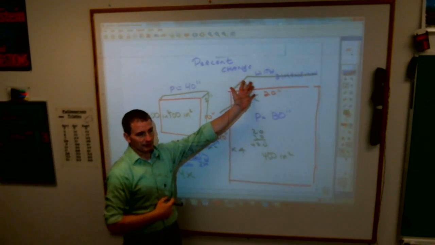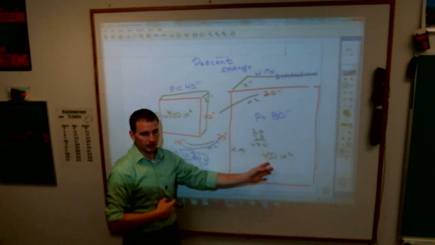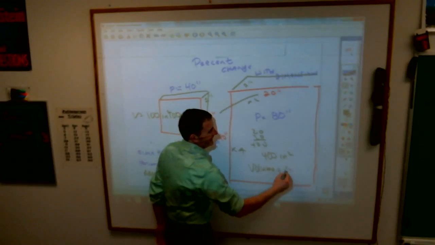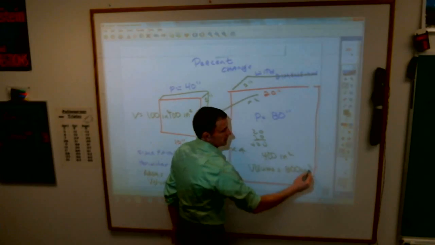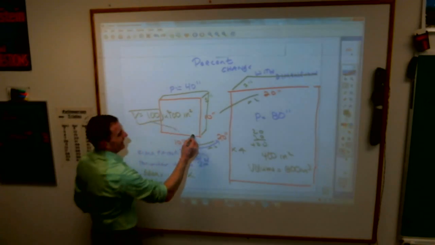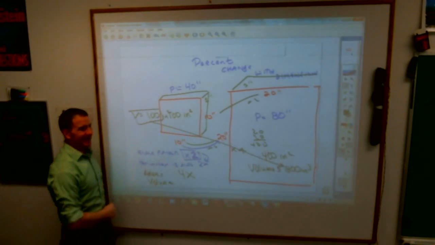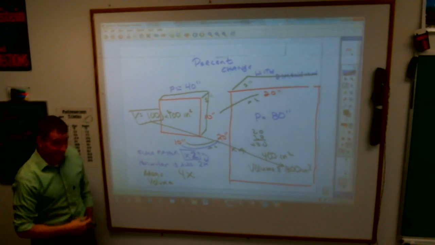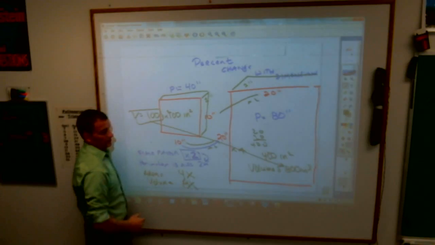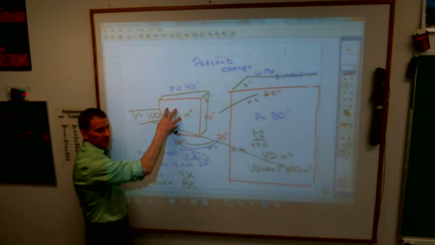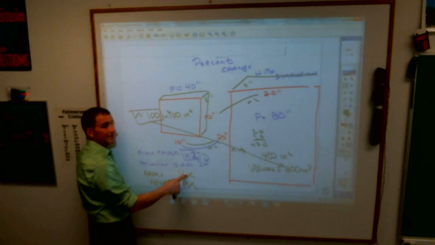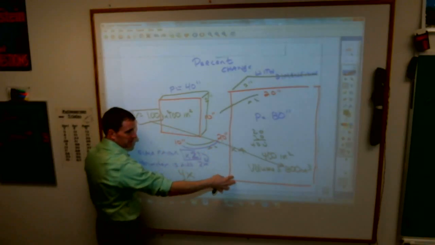What's the volume of this one? 20 times 20 times 2. 400 times 2 is 800 inches cubed. So the volume went from 100 to 800. How many times bigger is that? 8 times bigger. So when I doubled its dimensions, the perimeter was doubled, the area was 4 times bigger, and the volume was 8 times bigger.